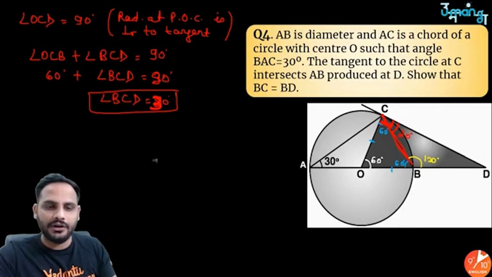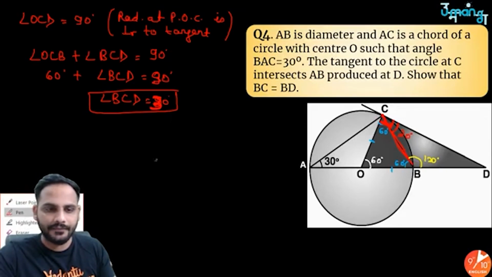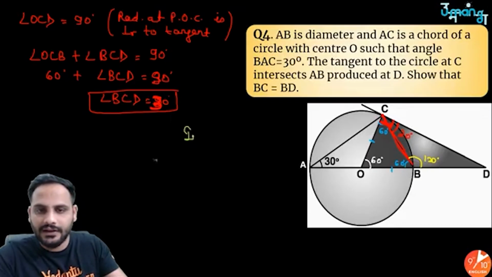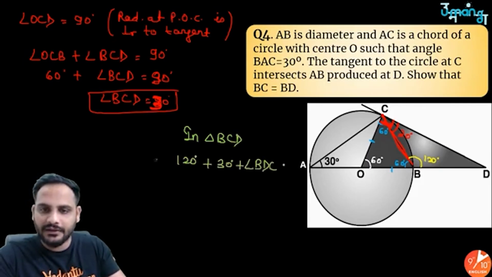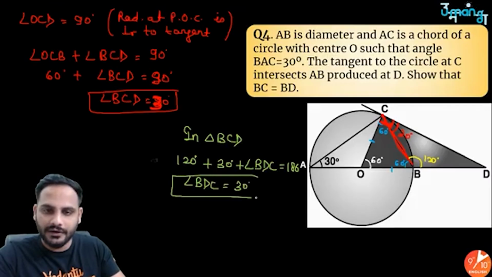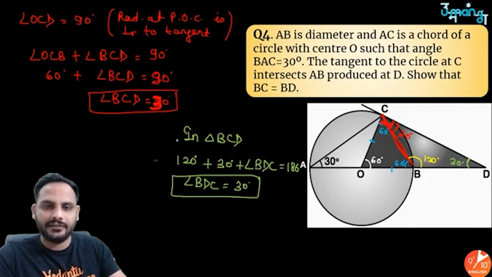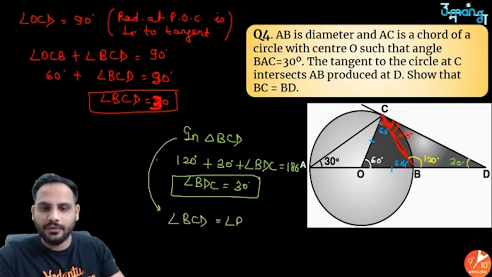Now come to triangle BCD. In triangle BCD, one angle is 120, another angle is 30, plus let's find angle BDC, is equal to 180 degrees. So we can get from here angle BDC is also equal to 30 degrees. So in triangle BCD, angle BCD is equal to angle BDC, both equal to 30 degrees.